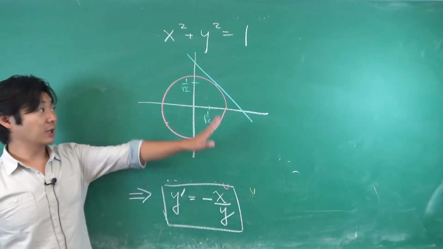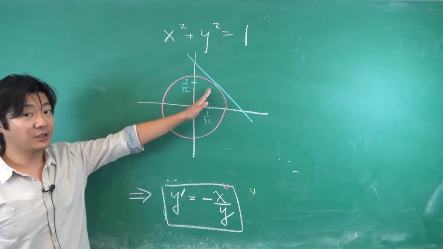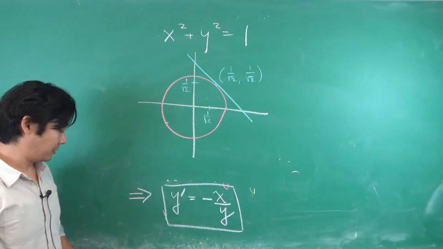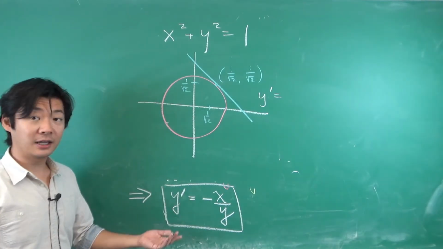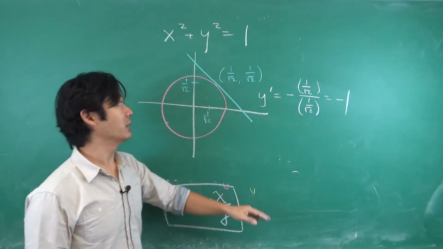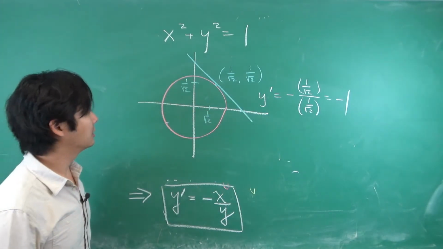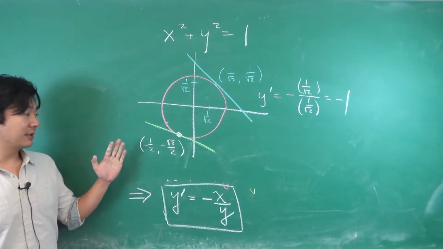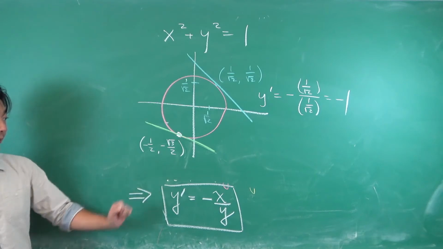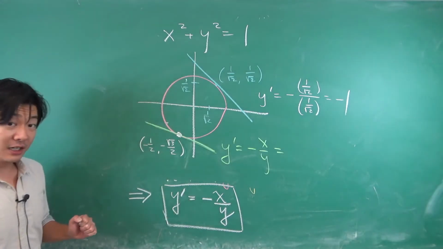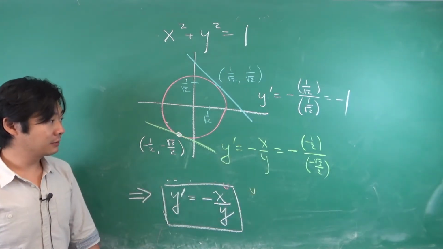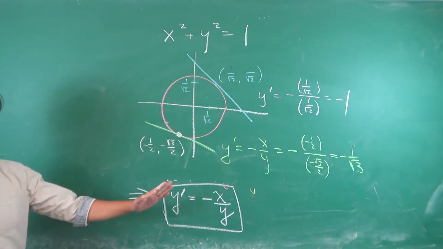So let's say we want the slope of the tangent line at this point, which would be 1 over root 2, 1 over root 2. Then y prime is negative x over y. So plugging in these two, x and y, we get negative 1. So the slope is negative 1 here. Let's say we want to find the slope of the tangent line at this point here, say negative 1/2 and negative root 3 over 2. Then y prime is negative x over y, and so we'll plug in negative 1/2 and negative root 3 over 2, which becomes negative 1 over root 3.